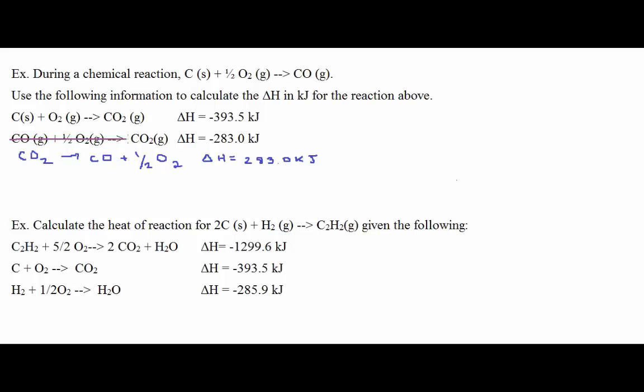All right? And now I think I can just simply add these two reactions together. I'm going to get rid of this one because I flipped it already. And what I should get is this reaction right here. So let's see if I can actually do that. So I have carbon.